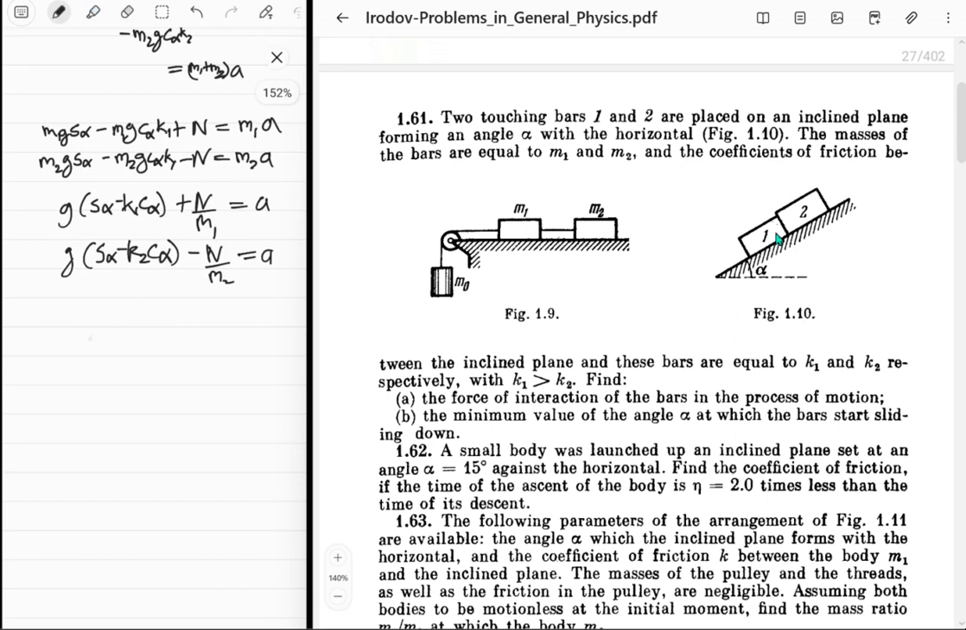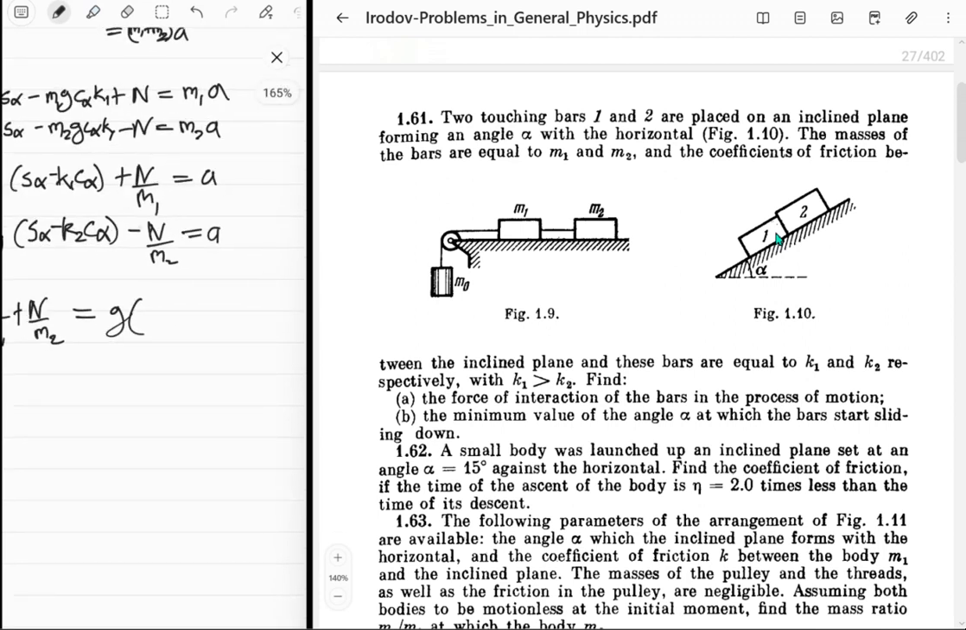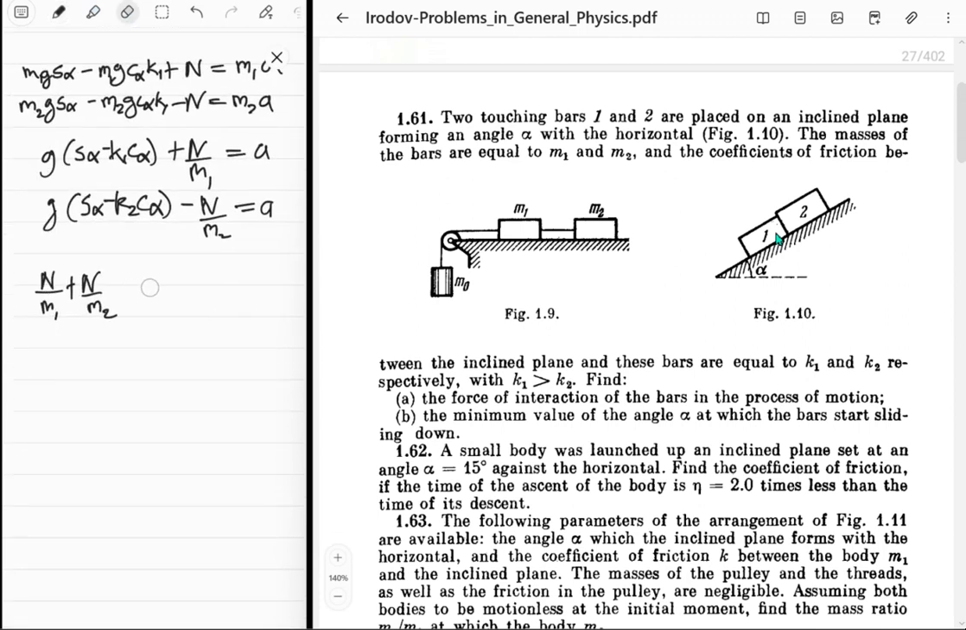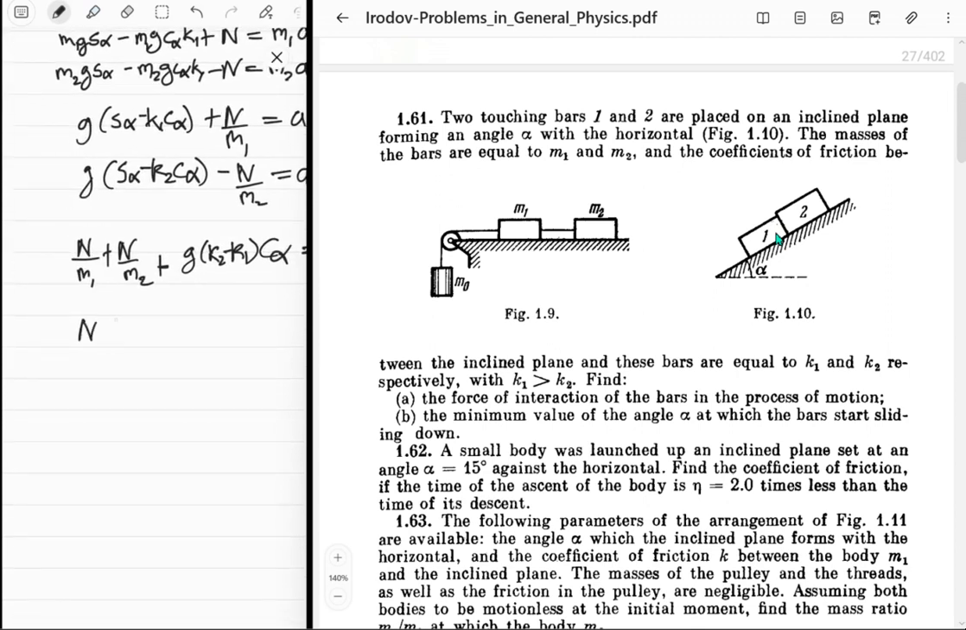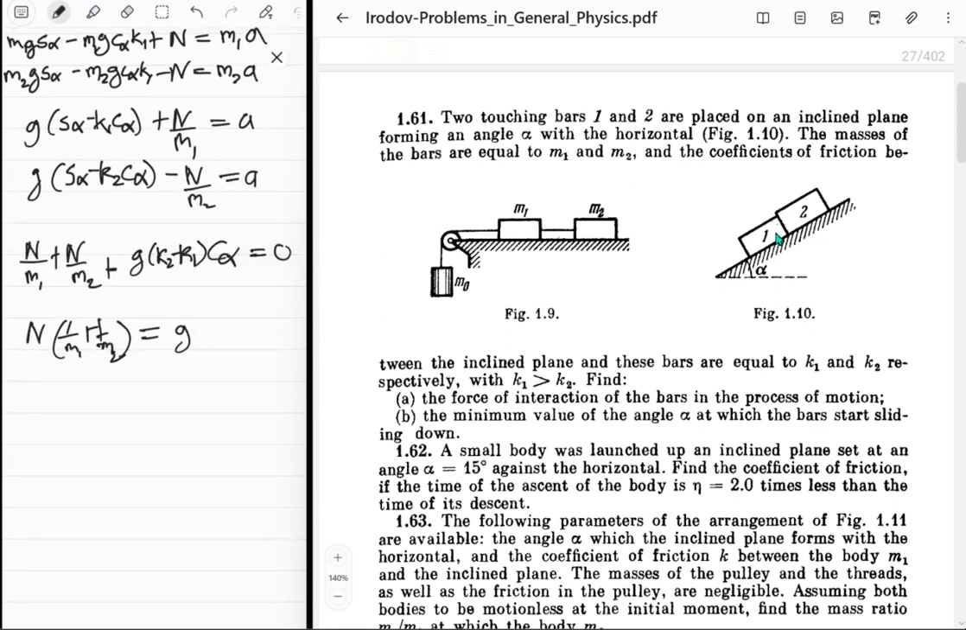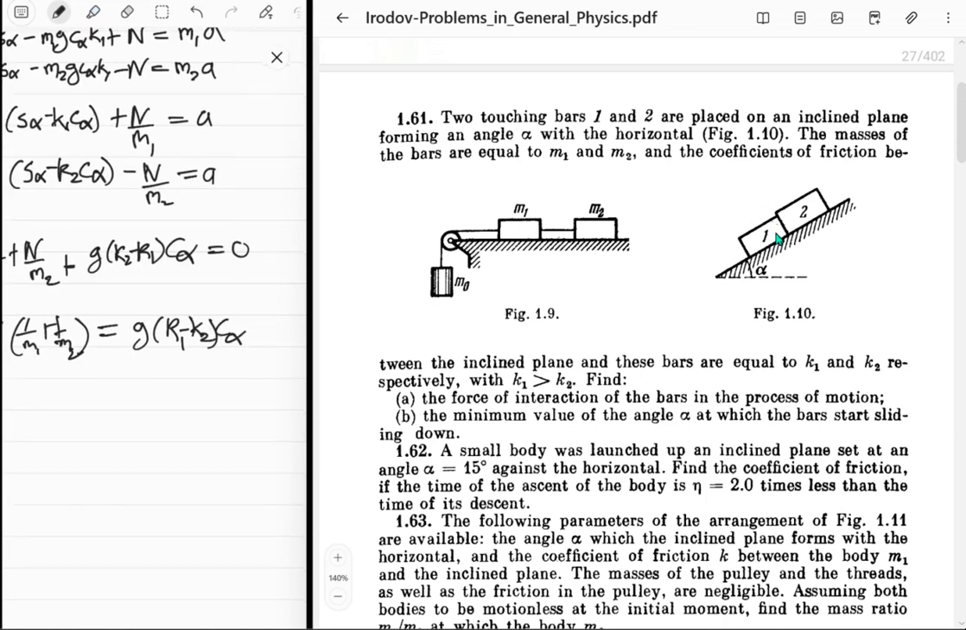That will give us a thing. So subtract means we've got N upon m1 plus N upon m2 is equal to, so minus over there, but then that goes over to the top. So g, oh, this cancels, awesome. This is right, plus actually. So plus g times of k2 minus k1 cosine alpha is equal to 0. So we've just got N into 1 upon m1 plus 1 upon m2 is equal to g into k1 minus k2 cosine alpha, and k1 is bigger than k2, so this looks correct.